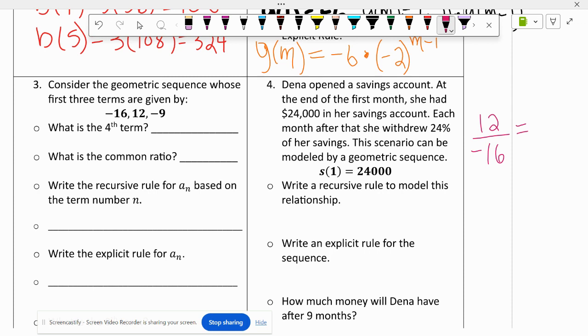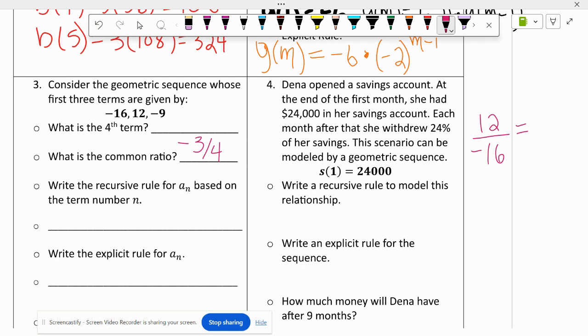Okay, someone take 12 divided by -16 and tell me what you get as a fraction. I said as a fraction. Thank you, Travis. -3/4. Okay, so that's our multiplier. Our common ratio is -3/4. So R is -3/4. That's my second blank.